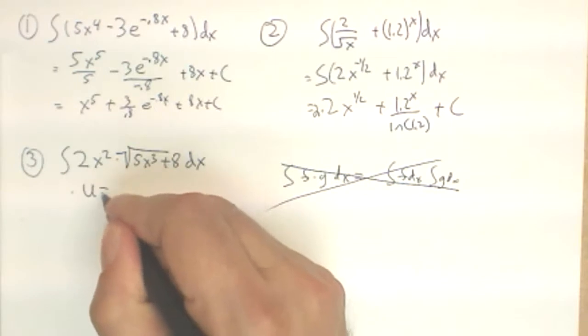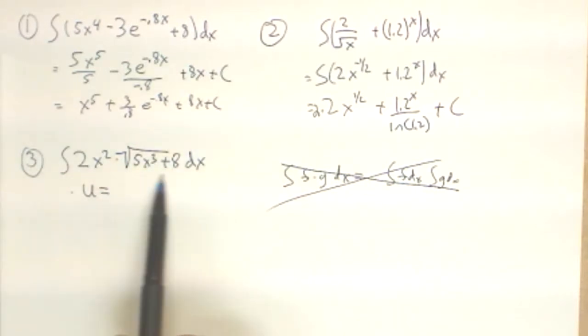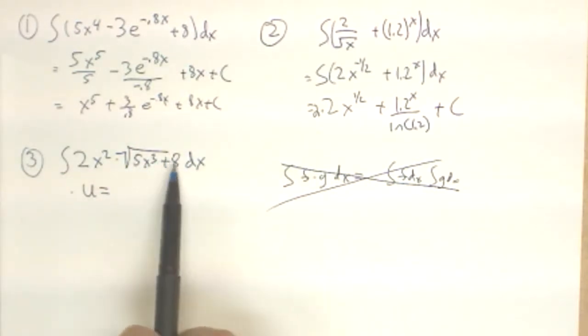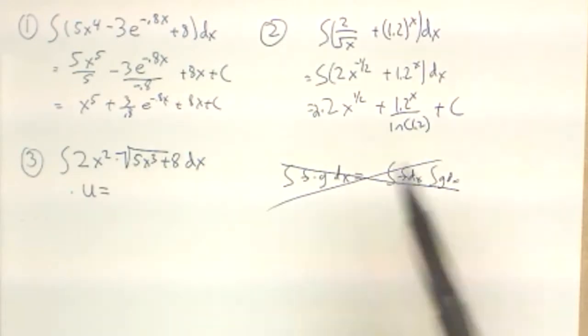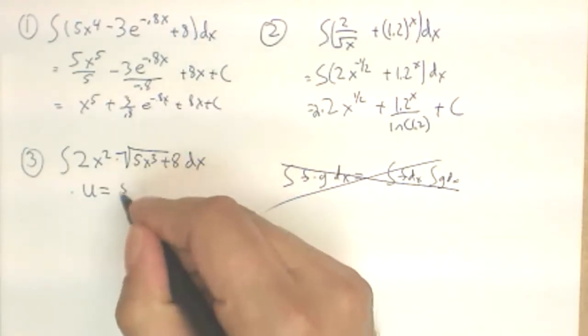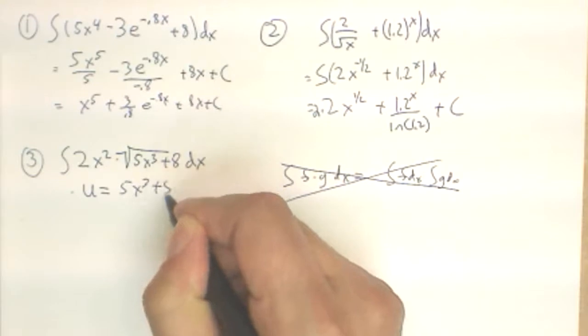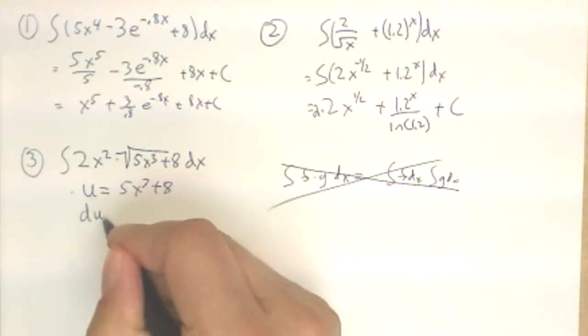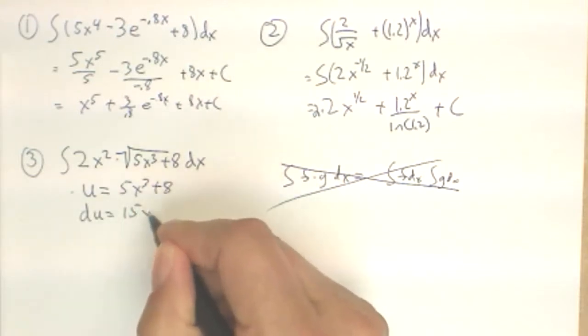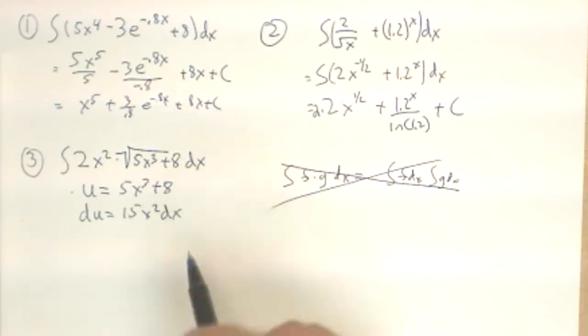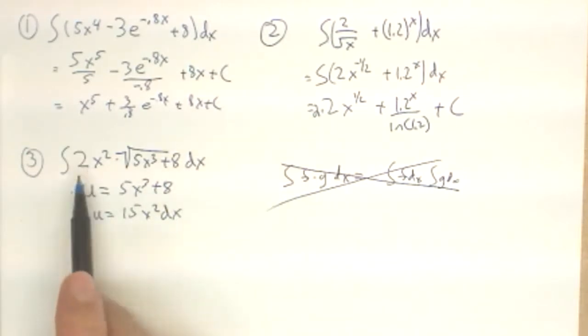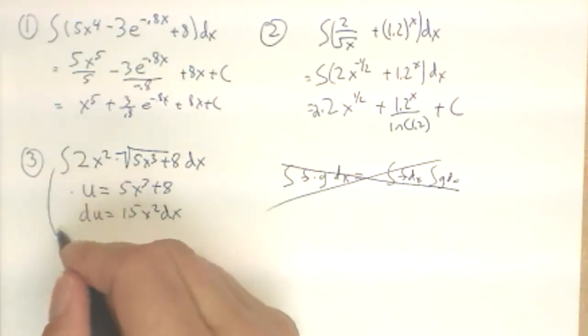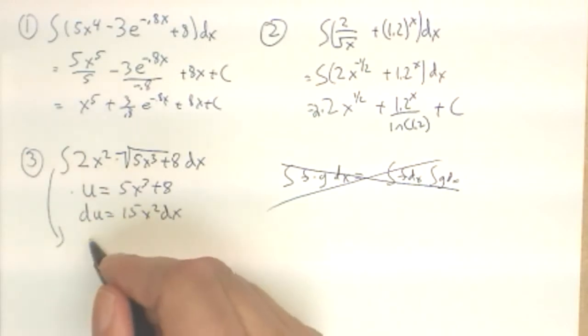We have to find a substitution that'll work. This thing inside the square root is also a problem because there's no chain rule for integrals, as well as no product rule. So I'm going to let u equal 5x cubed plus 8. du would be 15x squared dx. I don't have 15x squared, I have 2x squared. Not any kind of problem. I come down here and rewrite my integral.